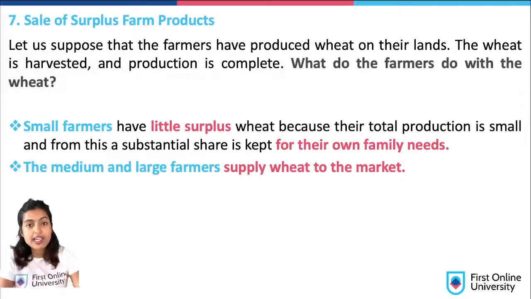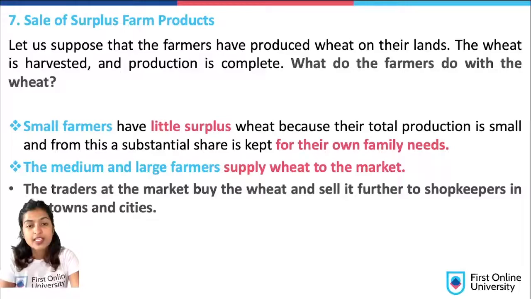So the medium and large farmers, they have greater pieces of land, it's greater production, and if they are a family of 5, they first see how much the 5 people can consume, and the surplus that is left, which is a greater amount when you compare it to small farmers, they go and sell that to the market. The traders at the market buy that wheat and they go to different kinds of towns and cities and sell it to shopkeepers.